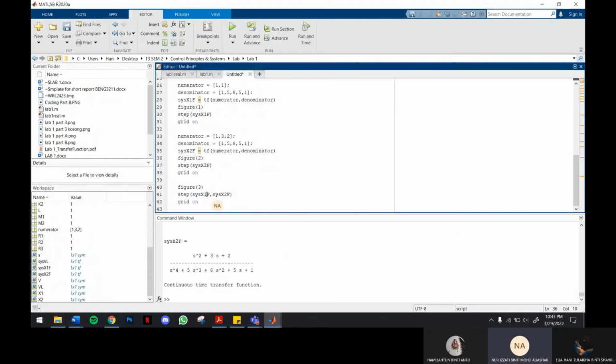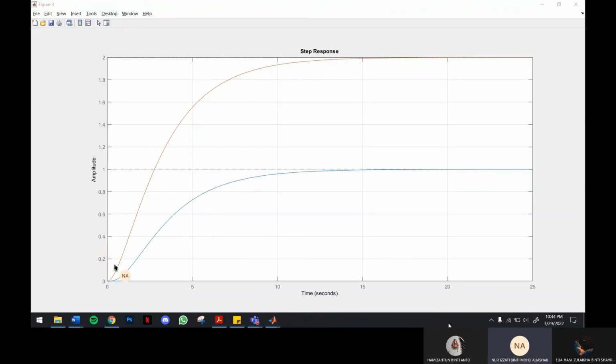Then for figure 3, we plot both output responses in the same figure by using the command step(sys_x1_f, sys_x2_f). Then we get two output responses on the same figure. As you can see, the red is x2 and the blue is x1. So the x2 output response has a higher value than x1, and the steady state of x2 is greater than x1.